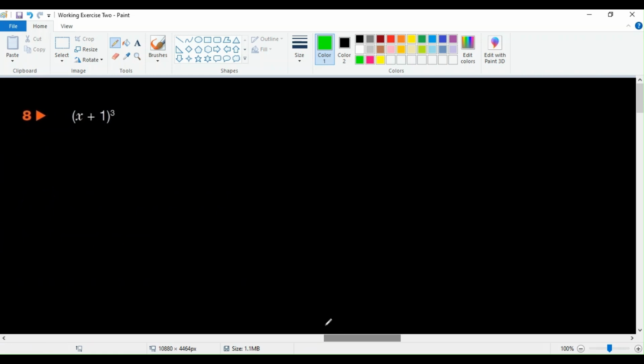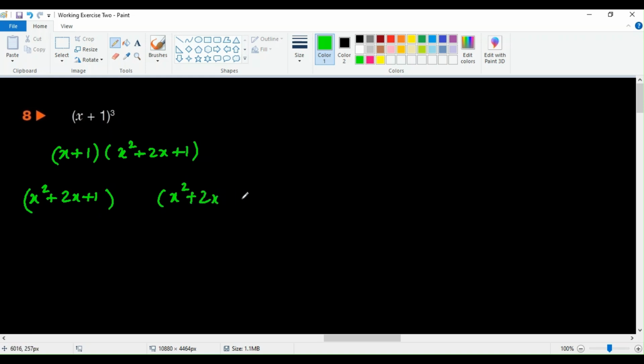Now this is a cube of x plus 1, so that means x plus 1 is going to be multiplied by x square plus 2x plus 1, which is going to be multiplied by x plus 1. So I will write x square plus 2x plus 1 two different times, and multiplied by x and plus 1 like this.